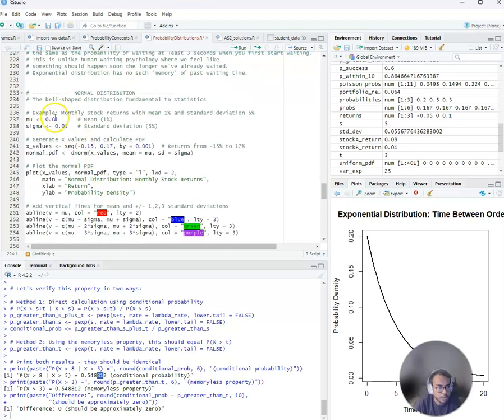Then is the normal distribution. I define mu, I define sigma, and then I define a sequence of x values, which is starting from negative 0.15 to 0.17 by an increment of 0.001, which means that I'm looking at a return range from negative 15% to 17%. And then I'm going to calculate the PDF and then plot it for convenience. And I'm also going to add the vertical lines for the mean, plus, minus 1, 2, and 3 standard deviations.